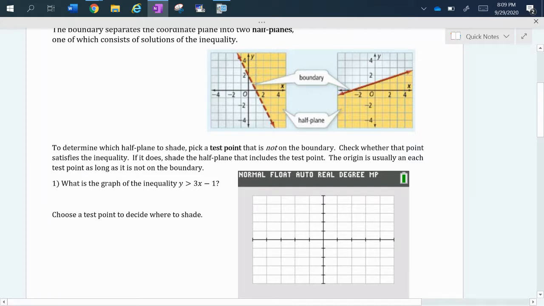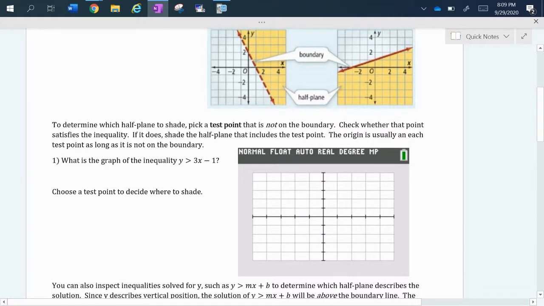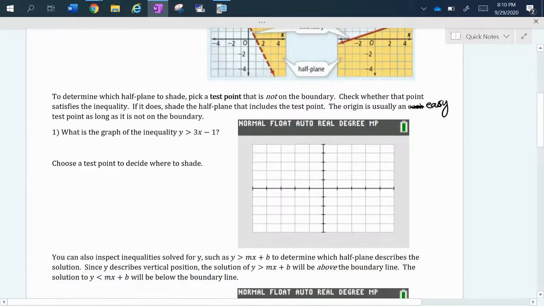The origin is usually an easy test point as long as it is not on the boundary. That's a little typo there. I'll show you what I mean right now.